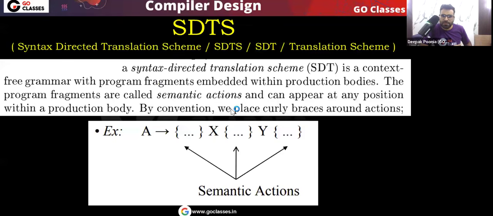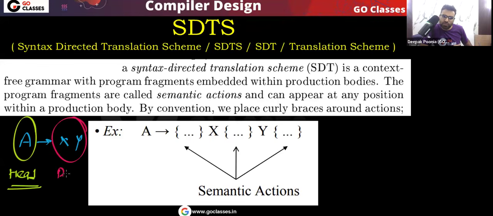Syntax directed translation scheme is basically a context free grammar with program fragments embedded within production bodies. These program fragments are called semantic actions, and they can appear at any position within the production body. So let's assume this is a production: A going to XY. In any production, the left side is called the head, and the right side is the body of the production.